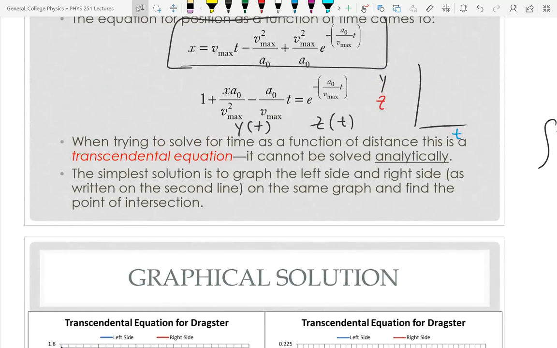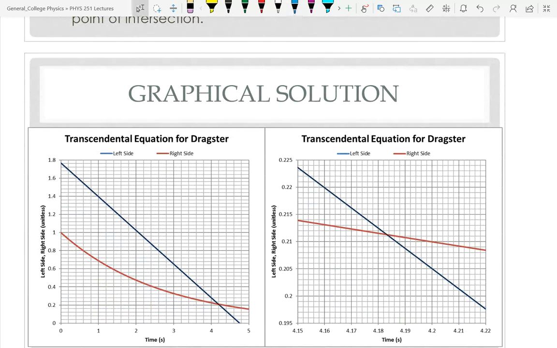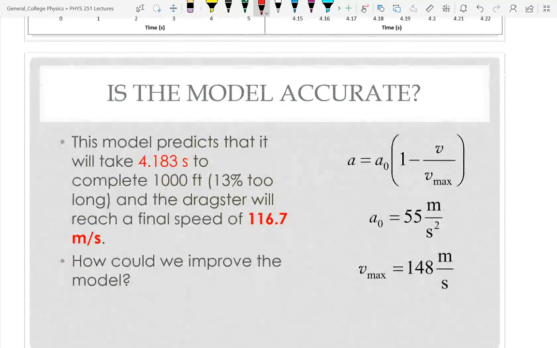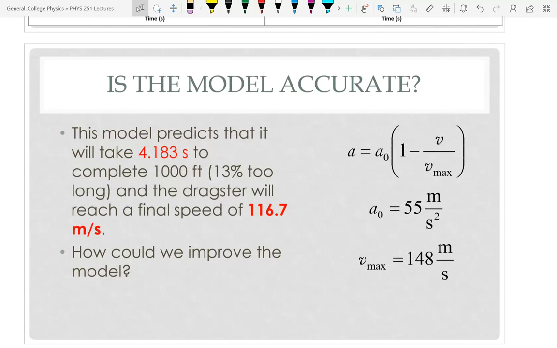So the left side of the equation, that's what I called y of t here, is the blue one. And the right side of the equation, the one I called z of t, is the red one. And you can see that they meet right here. So I zoomed in, and the time is right about 4.184. And in fact, 4.183 is the correct answer for the fit. That's about 13% longer than the actual time for the race. Not a good answer.